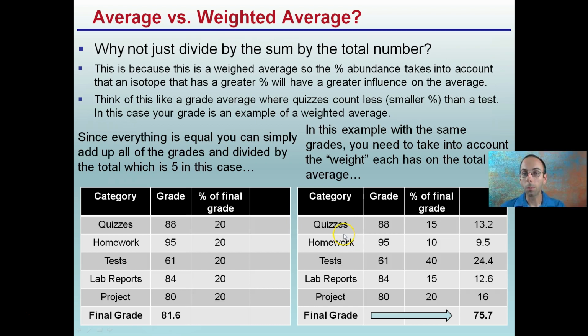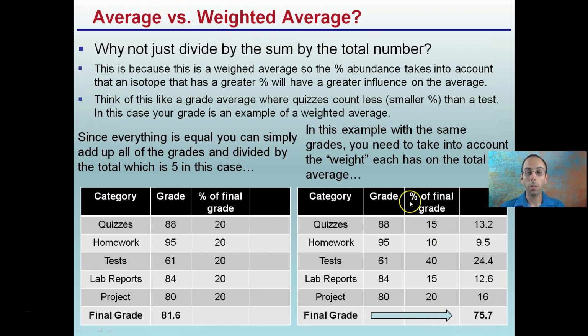So in this example, with the exact same grades, you need to count the weight of each. So quizzes count for 15%, homework is 10%, tests are 40, lab reports are 15, projects are worth 20%. So with those same grades, we're going to take our grade, multiply by the percent. We're going to convert this to a decimal, which we're going to go over in a second. This is going to give us a number. We add all of these numbers up, and we get the average.